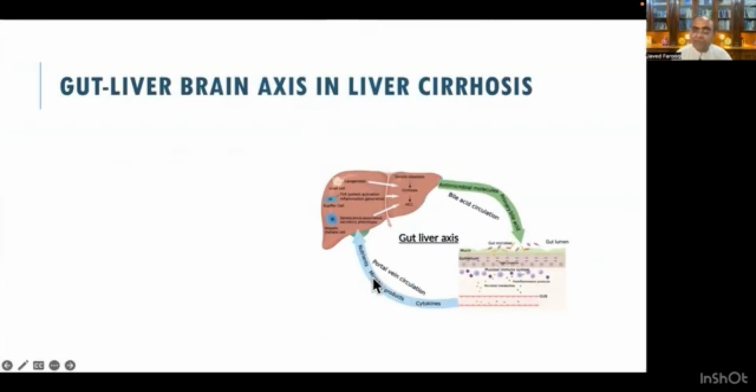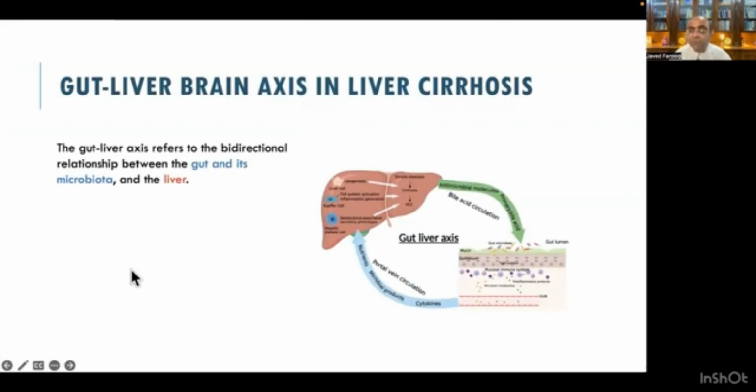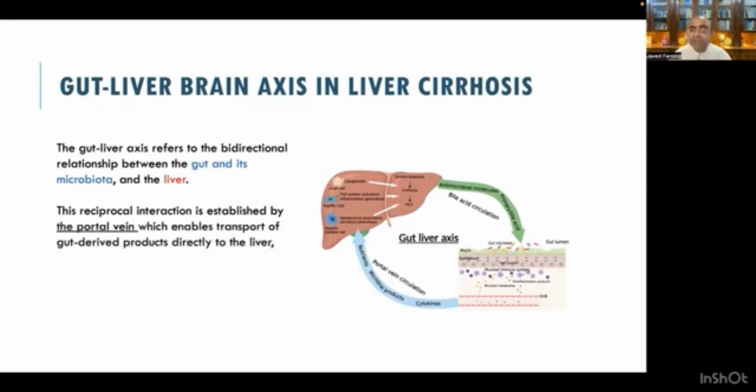The gut-liver axis refers to the bidirectional relationship between the gut and its microbiota on one hand and the liver on the other hand. This reciprocal interaction is established by the portal vein, which enables transport of gut-derived products directly to the liver. So whatever products are derived are carried to the liver, and the liver feedback route, the green one, is bile and antibody secretion to the intestine.